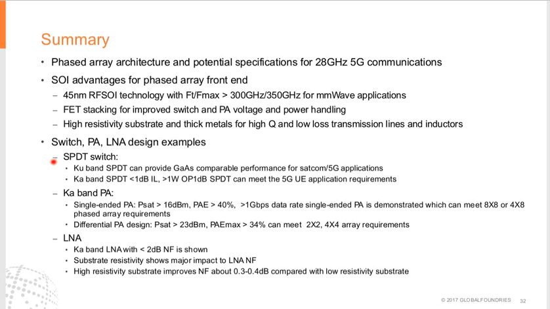For the Ka band SPDT, the insertion loss at 28 GHz, or even Ka band up to 40 GHz, is less than 1 dB, with larger than 1 watt output 1 dB compression point. So this SPDT can handle the power for 5G user equipment applications. Based on our calculation, the P-SAT should be larger than 23 dBm.